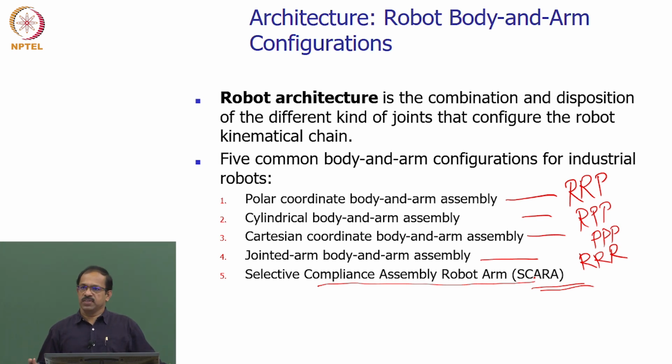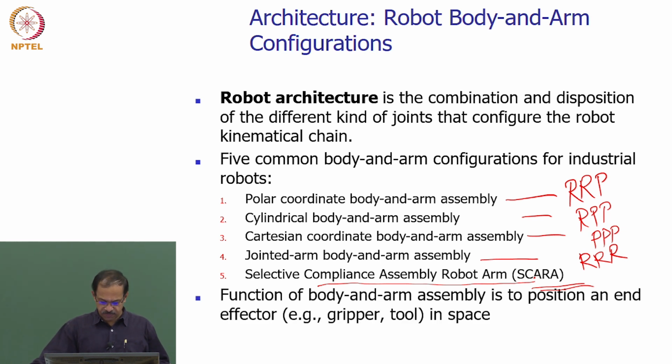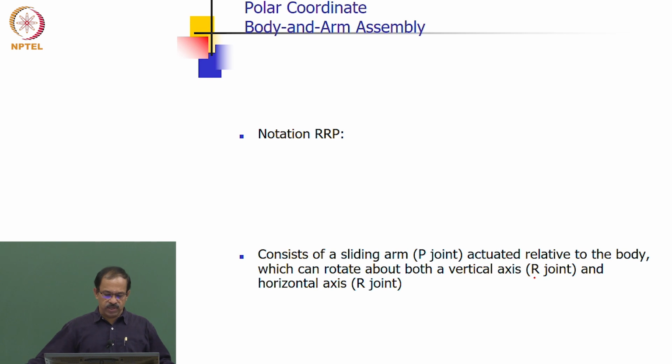So we will look at these configurations and their workspace, and then a little bit on the kinematics: whether the kinematics is simple or difficult, or why it is difficult, or why some configurations are preferred over others, by looking at these architectures. So first let us look at the polar coordinate body and arm assembly. As we mentioned, it's R, R and P.